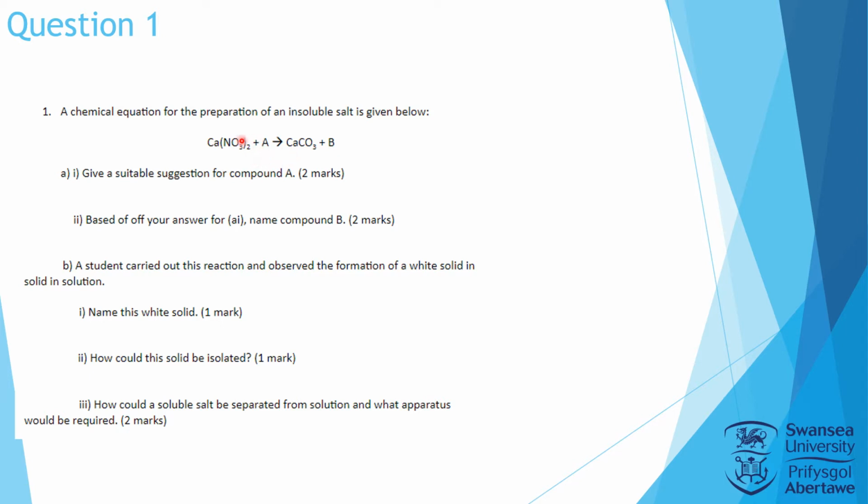So looking at the equation, we've got a carbonate, calcium carbonate on this side, and calcium nitrate. We need to account for this carbonate on the product side, so we must include it on the reactant side. So we need any soluble carbonate salt, and a couple of examples could be sodium or potassium carbonate.